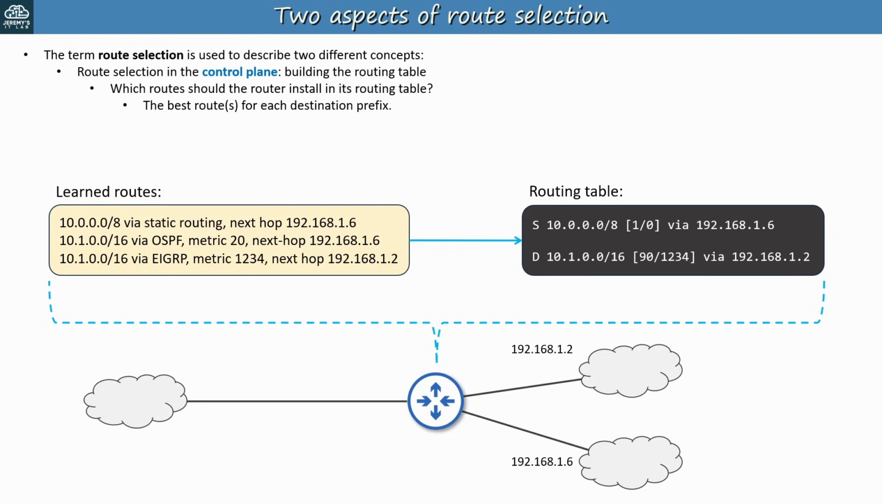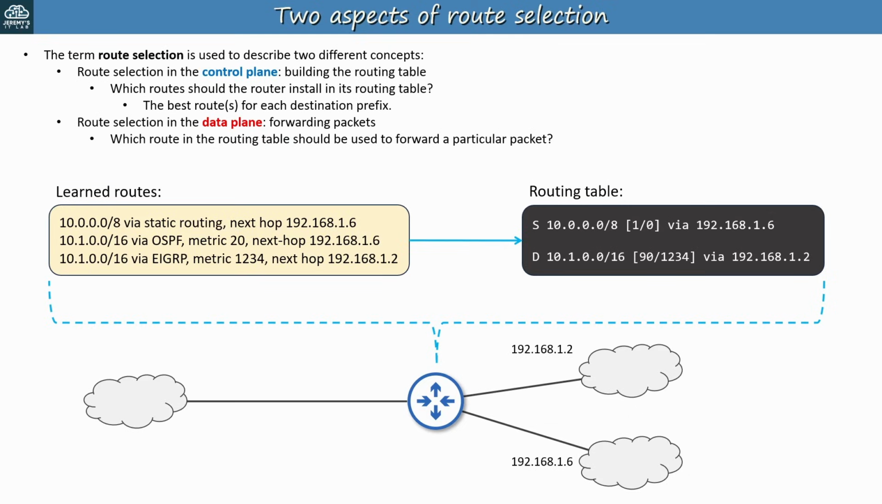But there is also route selection in the data plane, the process of forwarding packets. We already covered this concept in the Layer 3 forwarding video at the beginning of the course, but let's review it in this video and compare it to control plane route selection. The question here is, which route in the routing table should be used to forward a particular packet? And the answer is the most specific matching route.